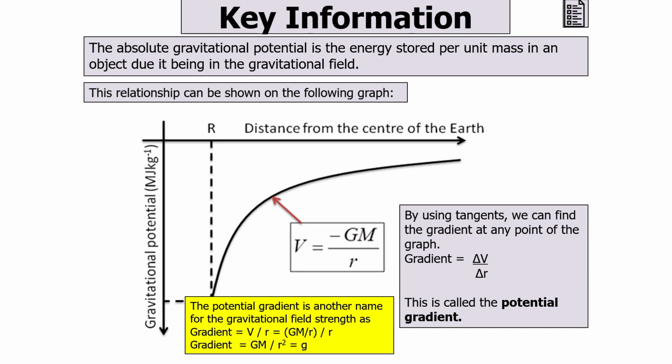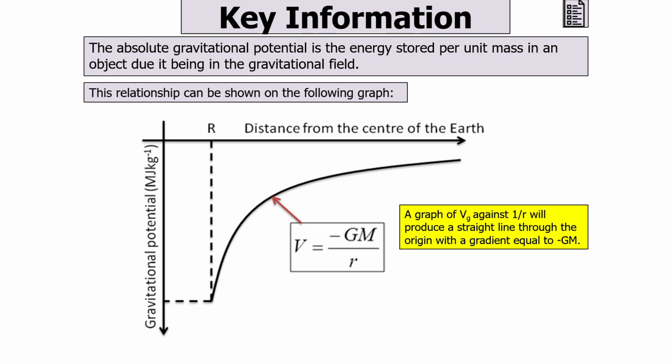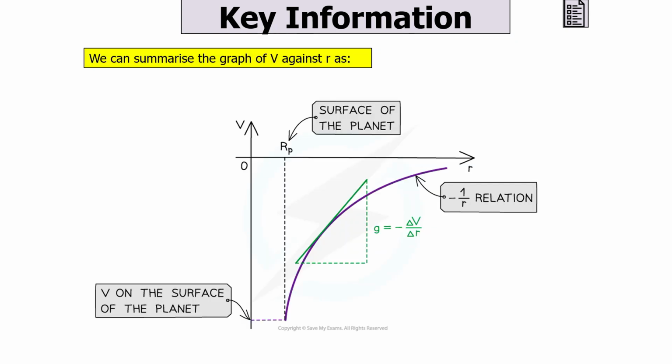which is equal to the gravitational field strength. Now, changes in gravitational potential are more complex if a number of masses are involved. Since gravitational potential is a scalar quantity, the total gravitational potential at any point is equal to the algebraic sum of the gravitational potentials from each mass at that point. Now, a graph of V against 1 over r will produce a straight line through the origin, with the gradient equal to minus GM. So we can summarise the graph of V against r as the following.